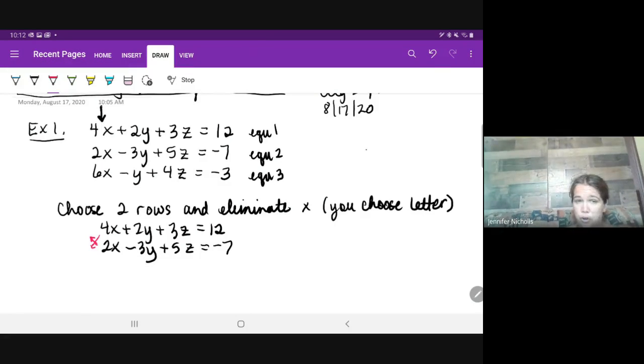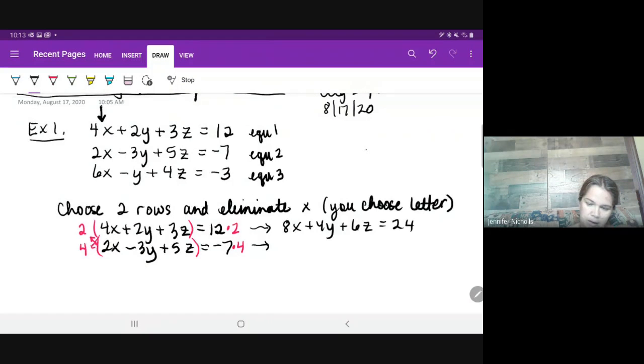But on your homework, you're free to make the front ones match in any way you want. Or maybe you want to make the y's match instead of the x's. But for right now, let's just have a method that works no matter what. So you put the 2 there, you put the 4 there, right? Times 4 times 2. This is still using your normal elimination. So that's 8x plus 4y plus 6z equals 24, and 8x minus 12y plus 20z equals negative 28.